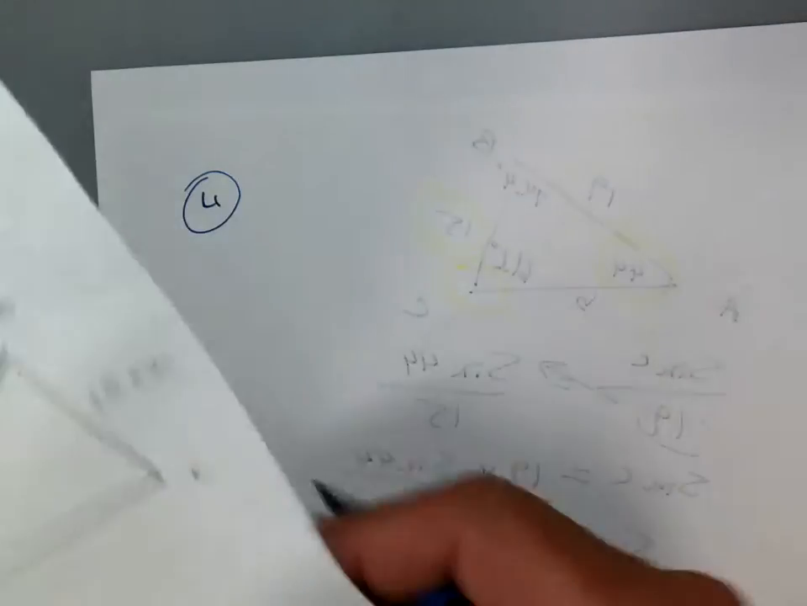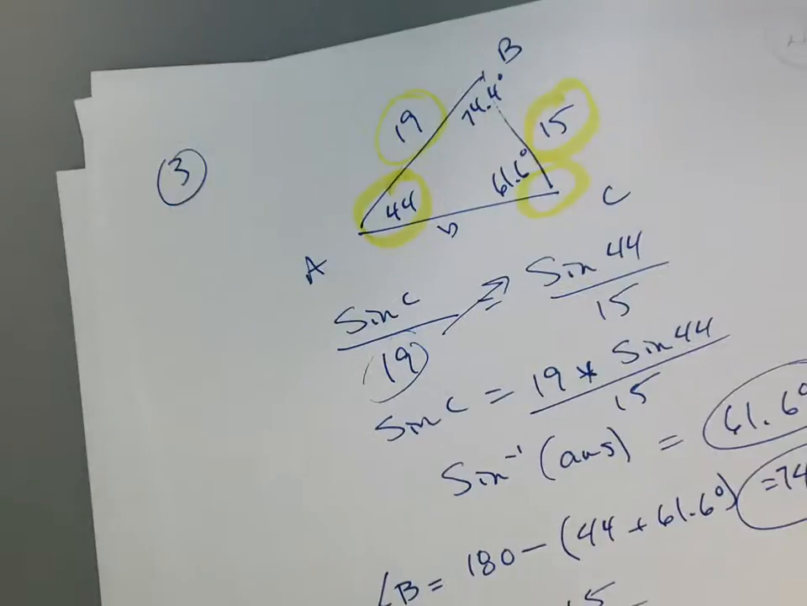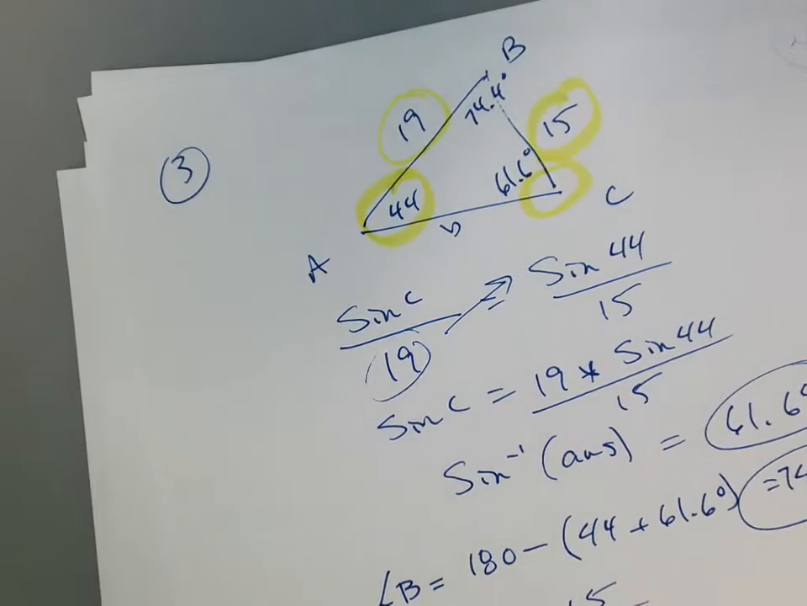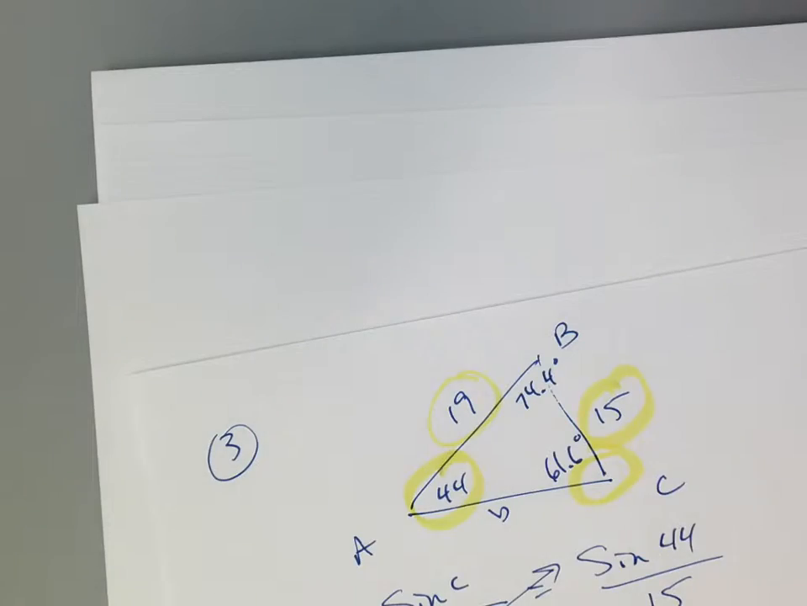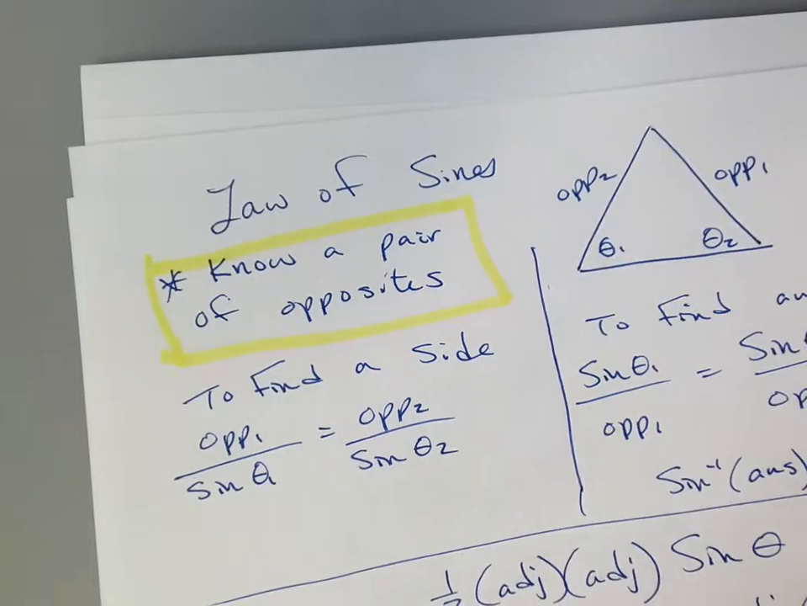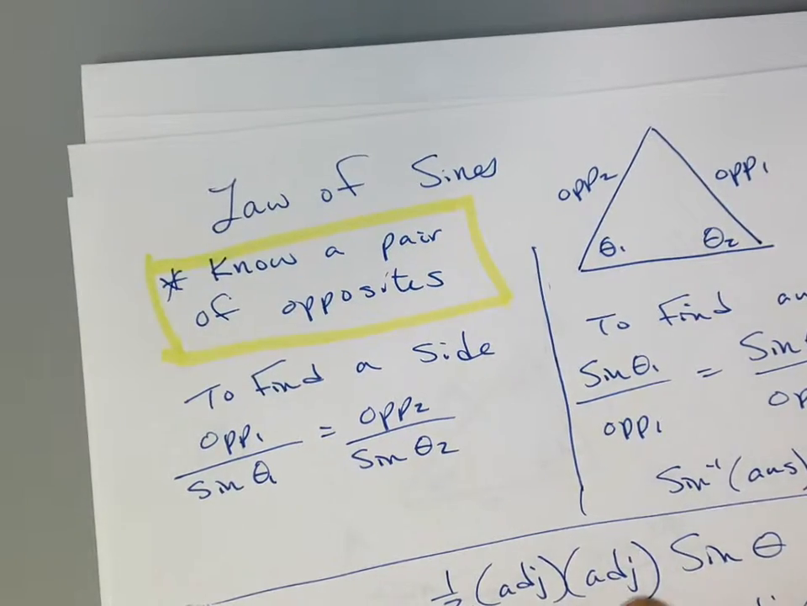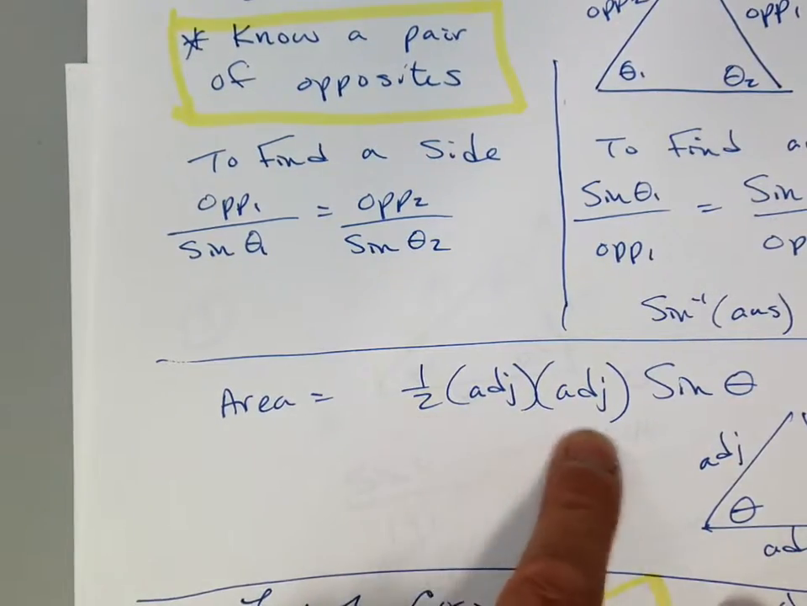Okay, so number 4. Find the area of triangle ABC. So, hold on, I'm going to go back. The area of this triangle. So we've got an area formula: area equals 1/2 adjacent adjacent sine of theta.